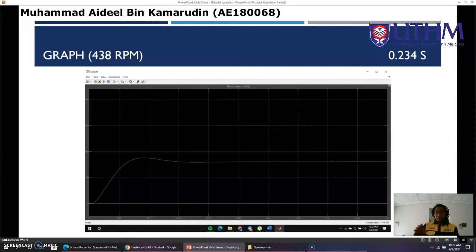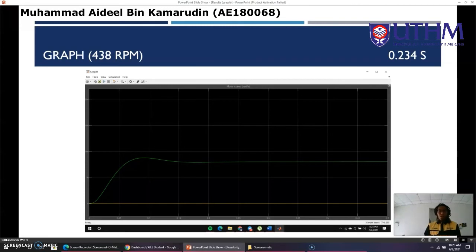The purpose of this graph, like I said before, is to see the time needed to achieve the constant speed. In this graph, the x-axis is the time, and the y-axis is the motor speed in radian per second. To change from radian per second to RPM, we only need to multiply by 30 over pi to get the RPM value. But we don't have to calculate it because the RPM value is already shown in the MATLAB simulation.